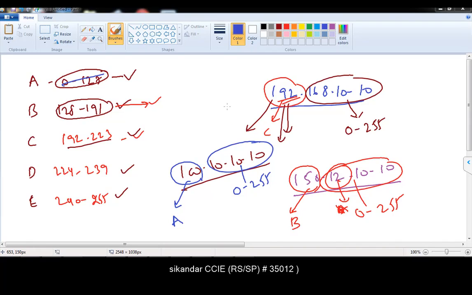So this is the classification we have just seen in the previous video. We have seen the different classes A, B, C, D and E, and by seeing the first portion we can identify which class a particular IP address belongs to. So based on that, we can differentiate which address belongs to which class by seeing the first portion of the address.